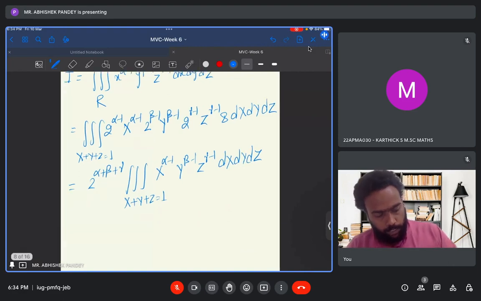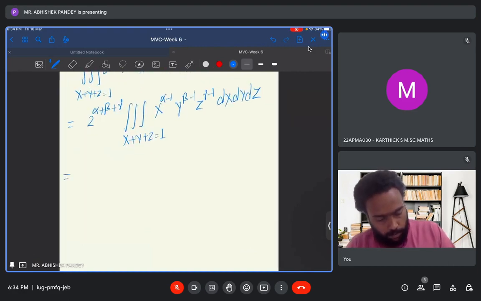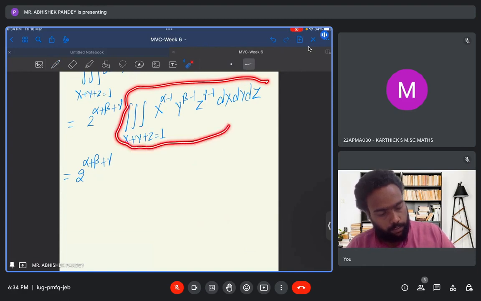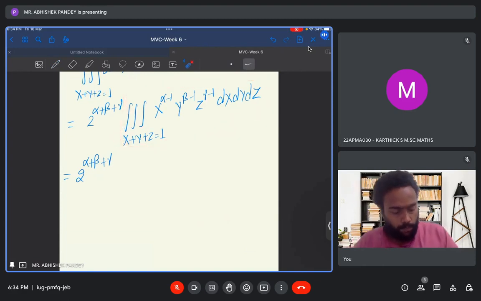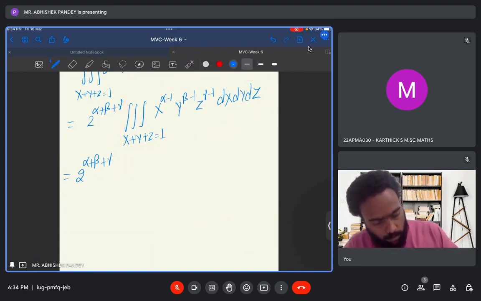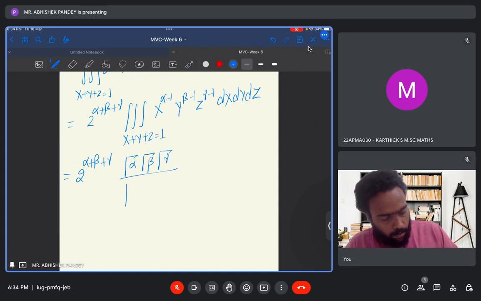And this is nothing but, by the Dirichlet integral theorem, this will become gamma of alpha, gamma of beta, gamma of gamma upon gamma of alpha plus beta plus gamma plus 1, and this is nothing but equal to 5.